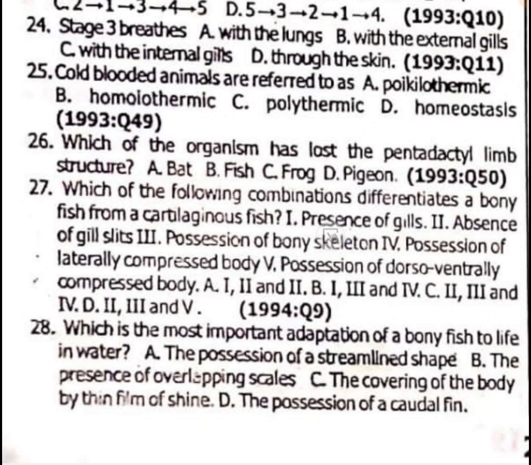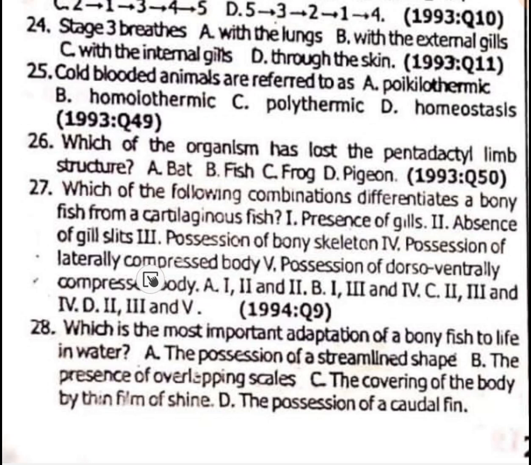Let's get back to our question. Which of the following combinations differentiates a bony fish from a cartilaginous fish? So it is definitely option C. Absence of gill slit. Bony fish, they don't have visible gill slits. It is there, but it is covered. Remember. So absence of gill slit, I. Possession of bony skeleton, do not forget, and IV. Possession of dorsal-ventrally flattened body.